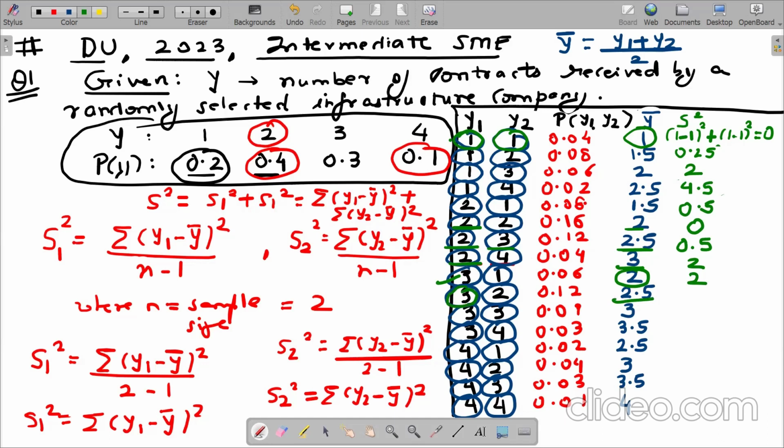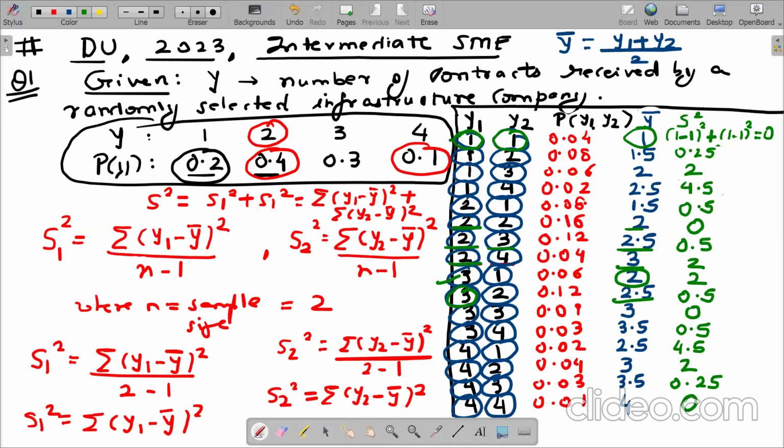3 minus 2.5 square is 0.25. 2 minus 2.5 square, 0.25. 0.25 plus 0.25, 0.5. And similarly, this will be 0. This will be 3 minus 3.5, which is 0.5 square, 0.25, 0.5. This is 1.5, 2.25 plus 2.25 comes out as 4.5. This is going to be 4 minus 3. This is going to be 2. This is going to be 0.25 as my answer. And this is going to be 0. These are the values we will be getting.